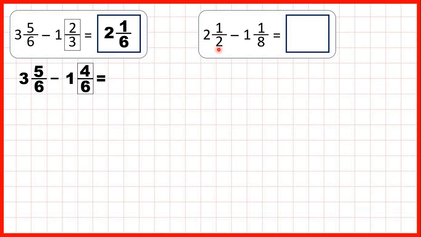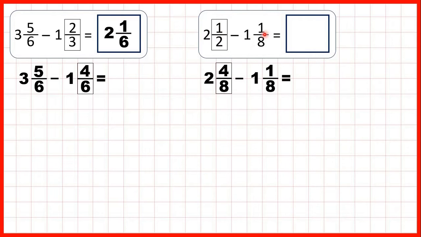Now we have 2 and a half minus 1 and 1/8. Again, we need the denominators to be the same, so instead of 2 and 1/2, we can write 2 and 4/8. That's equivalent to 1/2 because 2 times 4 is 8 and 1 times 4 is 4.